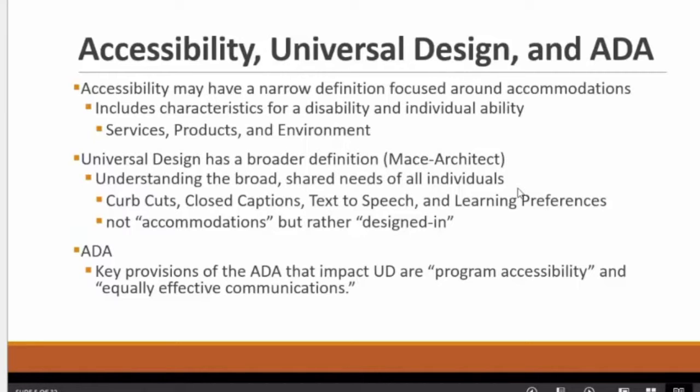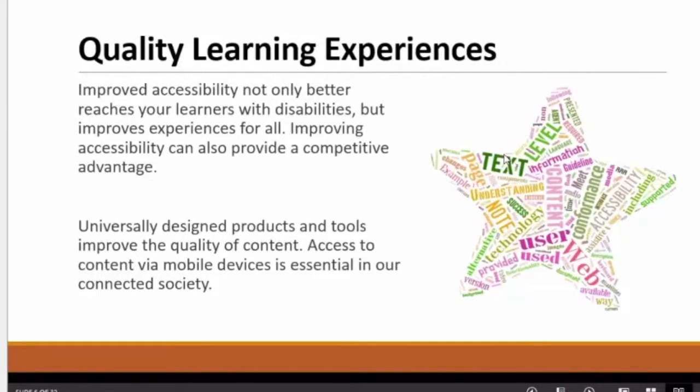And of course, ADA, there are key provisions in the ADA that impact universal design, and those relate to the fact that there's program accessibility and equally effective communications written specifically into the ADA requirements for us on campuses. So what we're really trying to do is create quality learning experiences. We want improved accessibility, which is not only for the students with disabilities, like I had stated, but this is something that improves the quality for all learning.